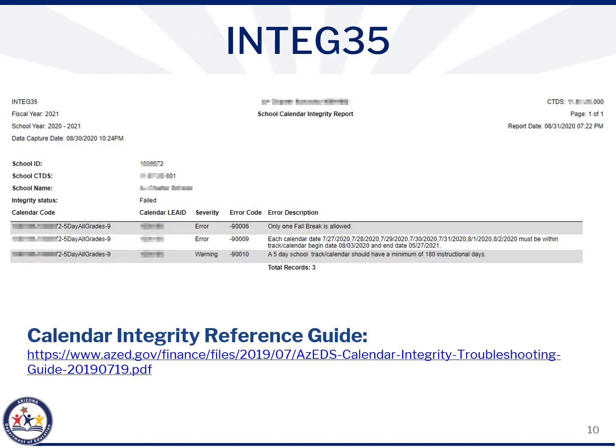If your calendar is not passing integrity, the Integ 35 report under the calendar node in the AZEDS report area will describe the integrity rules your submitted calendar is failing. For tips on how to correct the Integ errors, you can either submit a ticket via help desk or utilize the resources posted within the Knowledge Center of the School Finance page. The reference guide describes in detail each integrity rule and how to correct them.